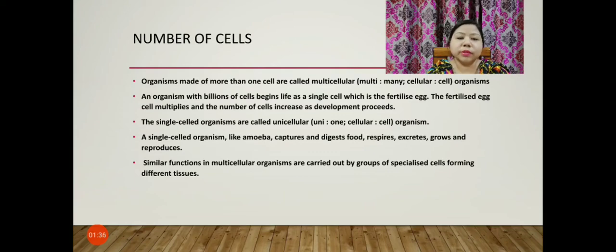Now let's find out about the number of cells. Organisms can be made up of more than one cell, and when organisms are made up of more than one cell, they are called multicellular organisms. An organism with billions of cells begins its life from a single cell, which is a fertilized egg. The fertilized egg cell multiplies and the number of cells increases as development proceeds.